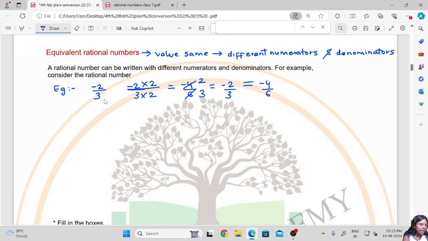Let's take maybe another example. Same, I will continue with minus 2 by 3 only. So minus 2 by 3, say now I multiply it with minus 5.